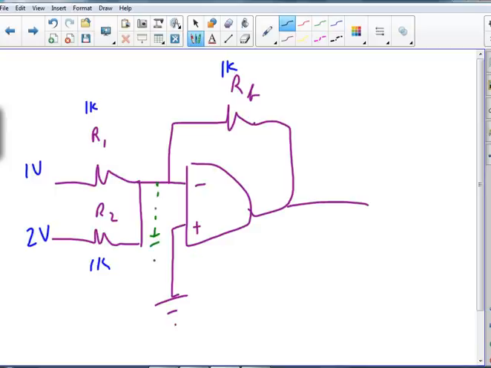So my current through R1 is going to be 1 milliamp, going that way. My current through R2 is going to be 2 milliamps, 2 volts divided by 1K. My current going that way has to be the sum of them, 3 milliamps. 3 milliamps going through a 1K resistor gives me 3 volts. It is going to be minus 3 volts because I am an inverting amplifier. But I just added 1 and 2 and got 3.